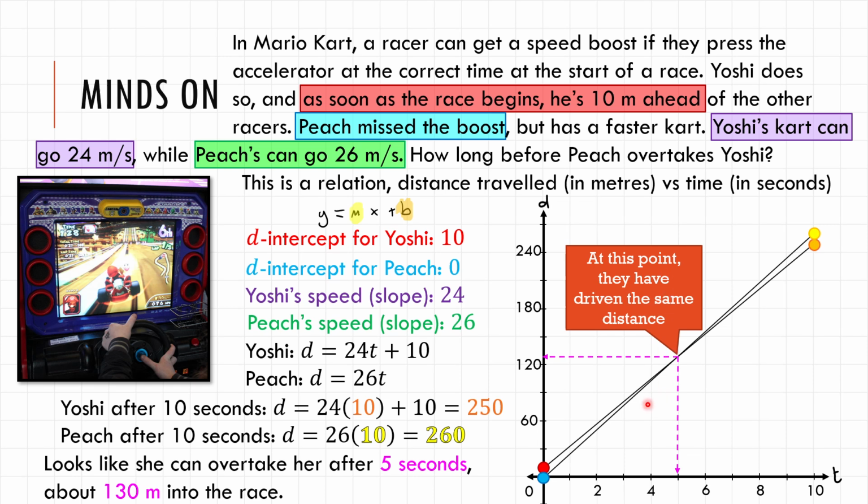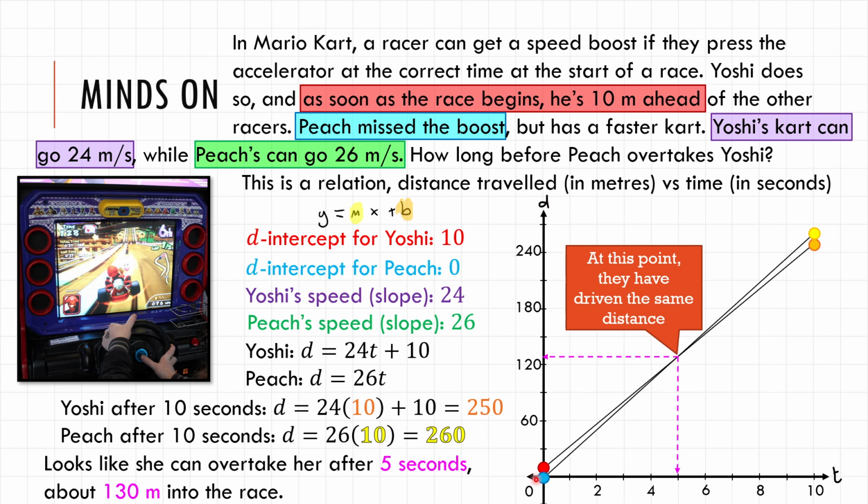So Peach is going a little bit faster than Yoshi here, and this is the point where Peach can overtake him. Exactly at 5 seconds. So that's what we mean when we say that the point of intersection of a system of linear relations can help us understand what's going on.